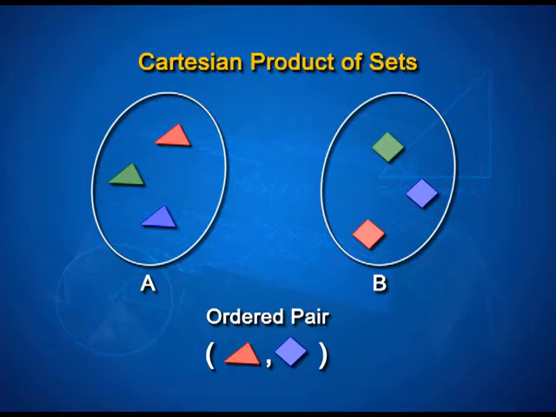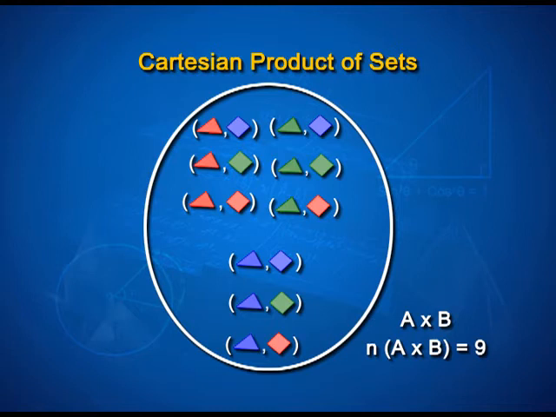And how many such ordered pairs can be formed? With the red triangle, I can have 3 colored rhombuses coming from the set B. With the green triangle, I can have another 3 rhombuses. With the blue triangle, another 3 rhombuses, and therefore, I have 9 such ordered pairs. Once we put them all in a set, this collection is referred to as the Cartesian product of sets. We also represent this as A cross B.